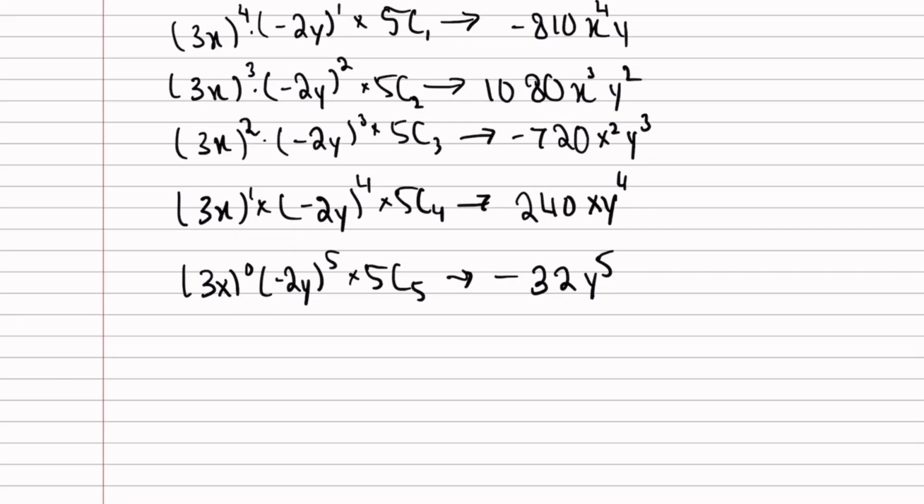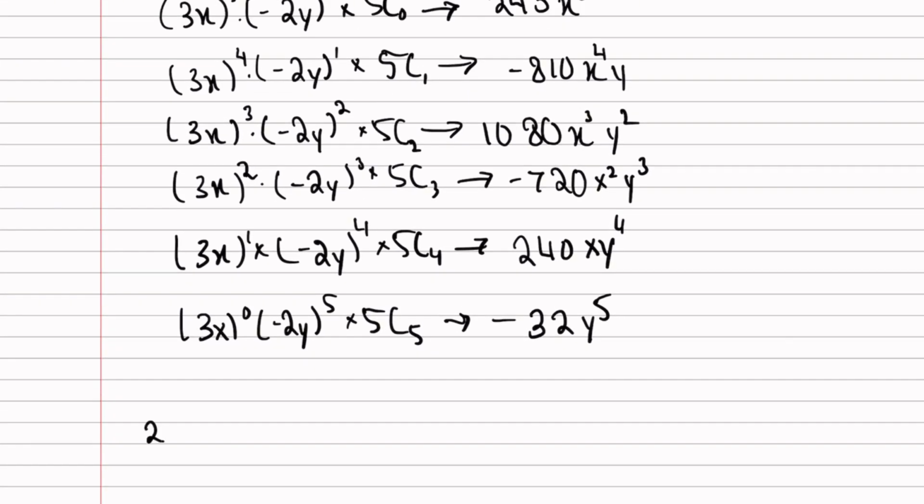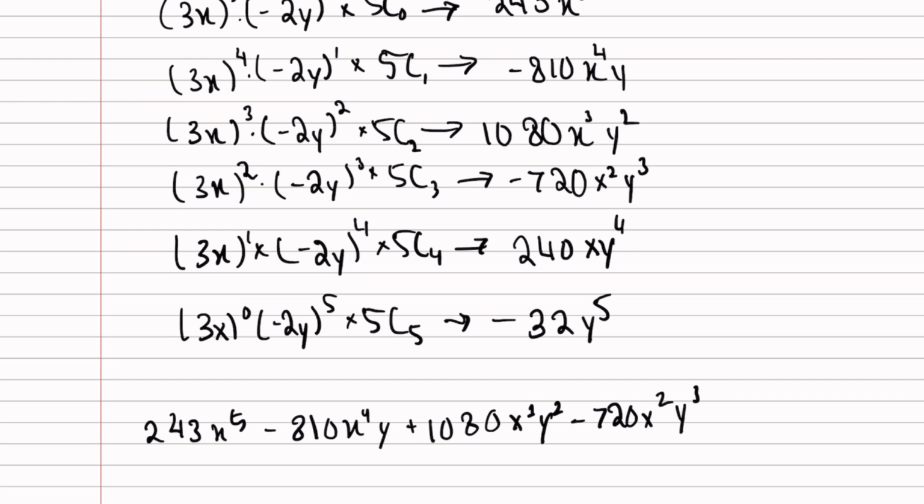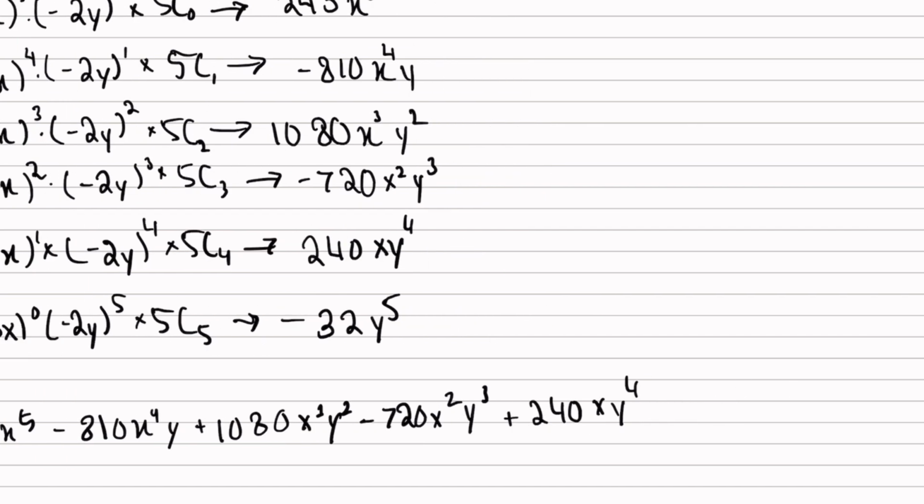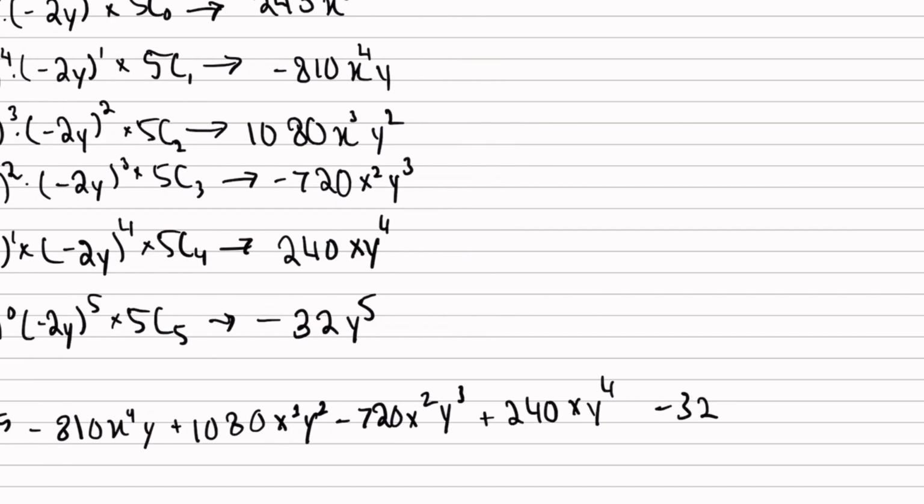So these are all the terms. Let's write them down in a straight line together: 243 x to the power of 5 minus 810 x to the power of 4 y plus 1080 x to the power of 3 y squared minus 720 x to the power of 2 y to the power of 3, and then plus 240 x to the power of 1 y to the power of 4, and lastly minus 32 y to the power of 5.